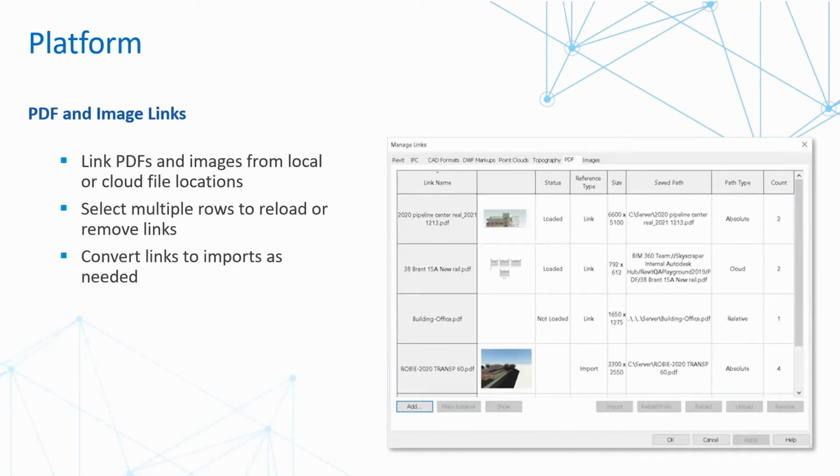Please convert links to imports as needed. This was a feature introduced in AutoCAD back in the day where you could link in a PDF and import from the PDF itself. That has now been brought into the Revit environment, and you are more than welcome to import the PDF into lines and hatches in your Revit environment. Also, you can use the Show button now to find a PDF or image in a project.